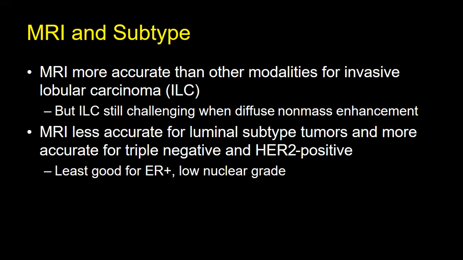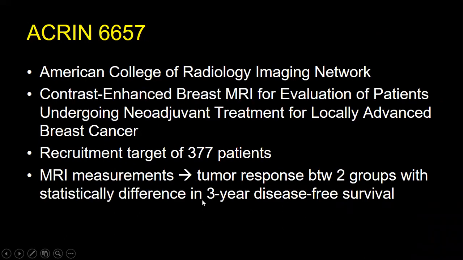MRI is less accurate for the luminal subtype tumors and more accurate for triple negative and HER2 positive cancers. It is least good for ER positive and low nuclear grade. And this is very interesting: one, that response is subtype dependent, and two, that it is more accurate for the triple negative and HER2 positive, which is good because these are cancers that tend to be biologically aggressive and therefore clinically significant.